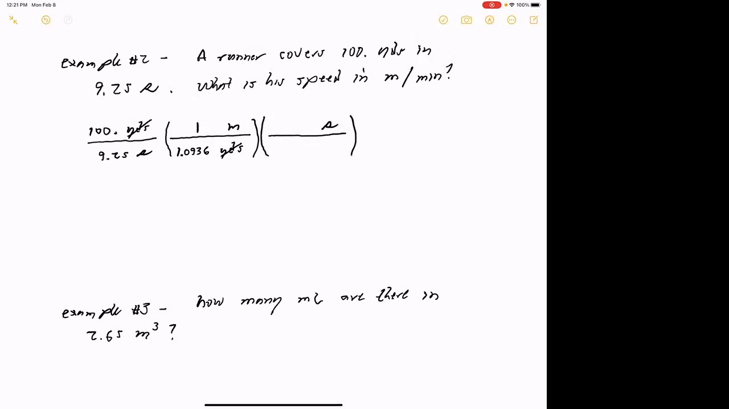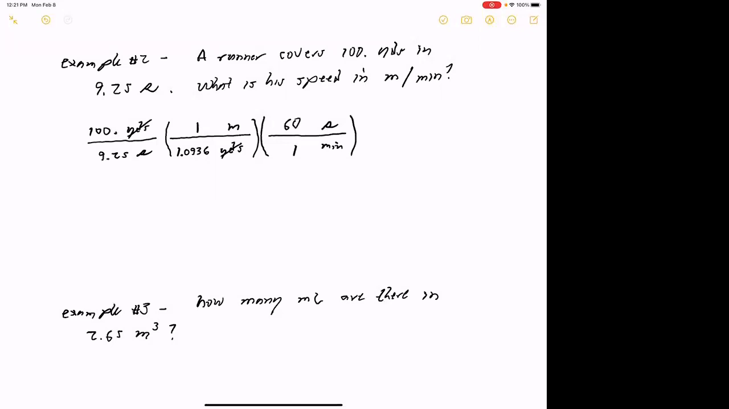Where am I ultimately trying to go? It's meters per what? Minute. Minutes. I've got to get minutes in the bottom. Good, guys. Okay, so how many seconds are in 1 minute? You guys all know that one. 60. Last time I checked, it was 60, right?